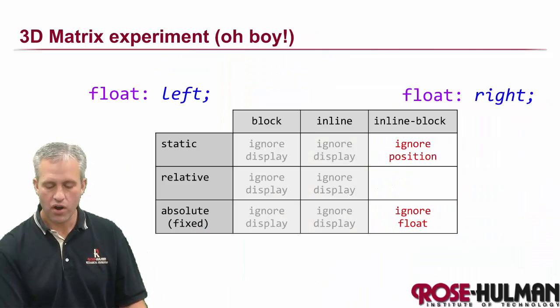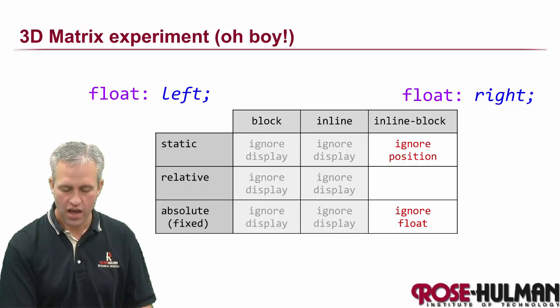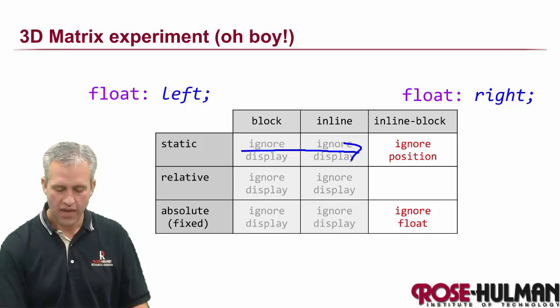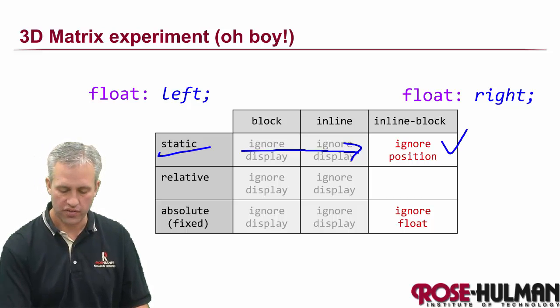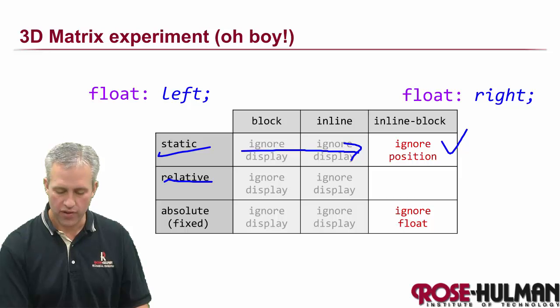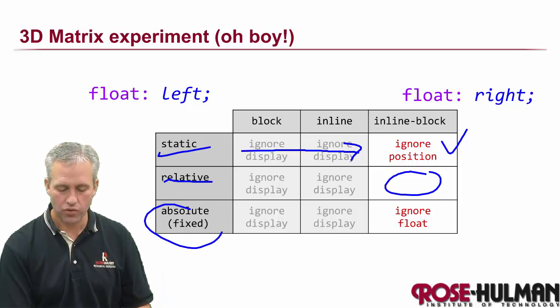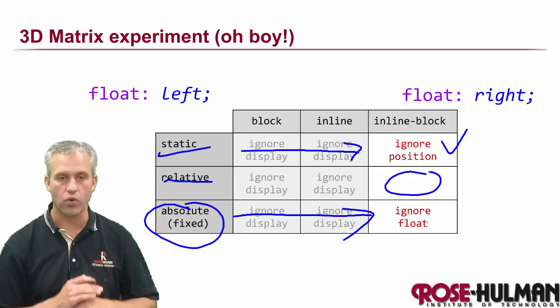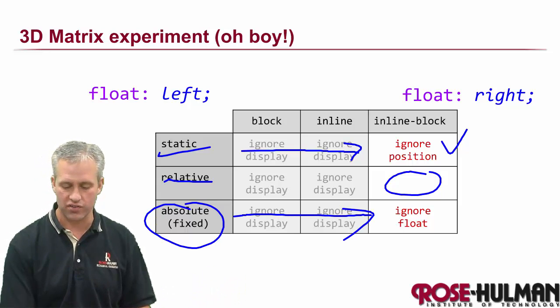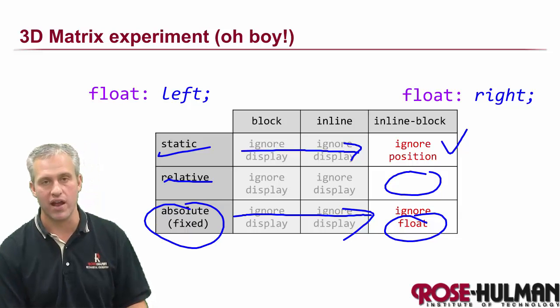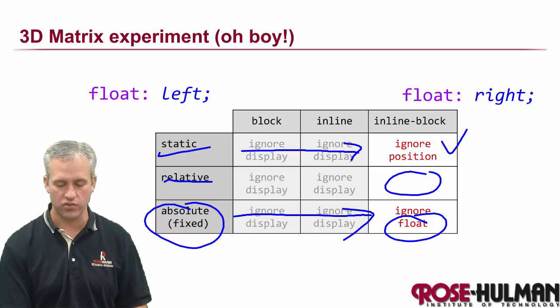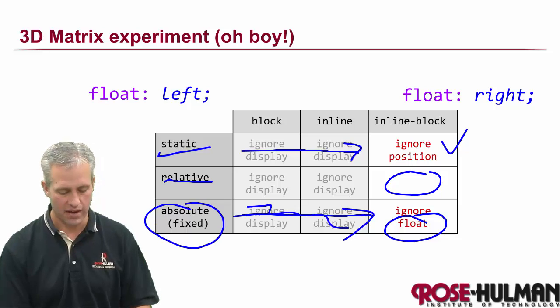So to summarize our findings from our experiment, it actually ignores the display property, and then if it's static, it ignores position. That's nothing new. If it's relative, it will respect that position, which is good. Oh, and they do respect their size, which is important. And then if it's absolute or fixed, it ignores the float value, right? So it's not a float if you put on absolute or fixed. So really, this is kind of a different behavior down here.